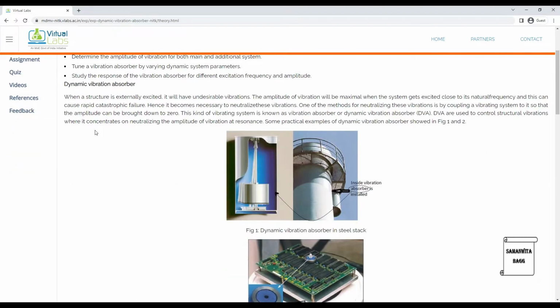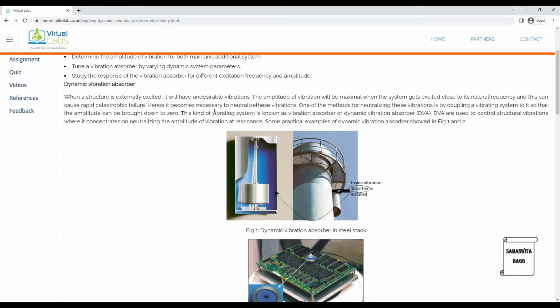Now let's see what a dynamic vibration absorber is. When a structure is externally excited, it will have undesirable vibrations. The amplitude of vibration will be maximal when the system gets excited close to its natural frequency, and this can cause rapid catastrophic failure. This is talking about resonance. When the frequency of the vibrating body suddenly matches one of the natural frequencies of the body, it will show resonance and hence this kind of catastrophic failure.